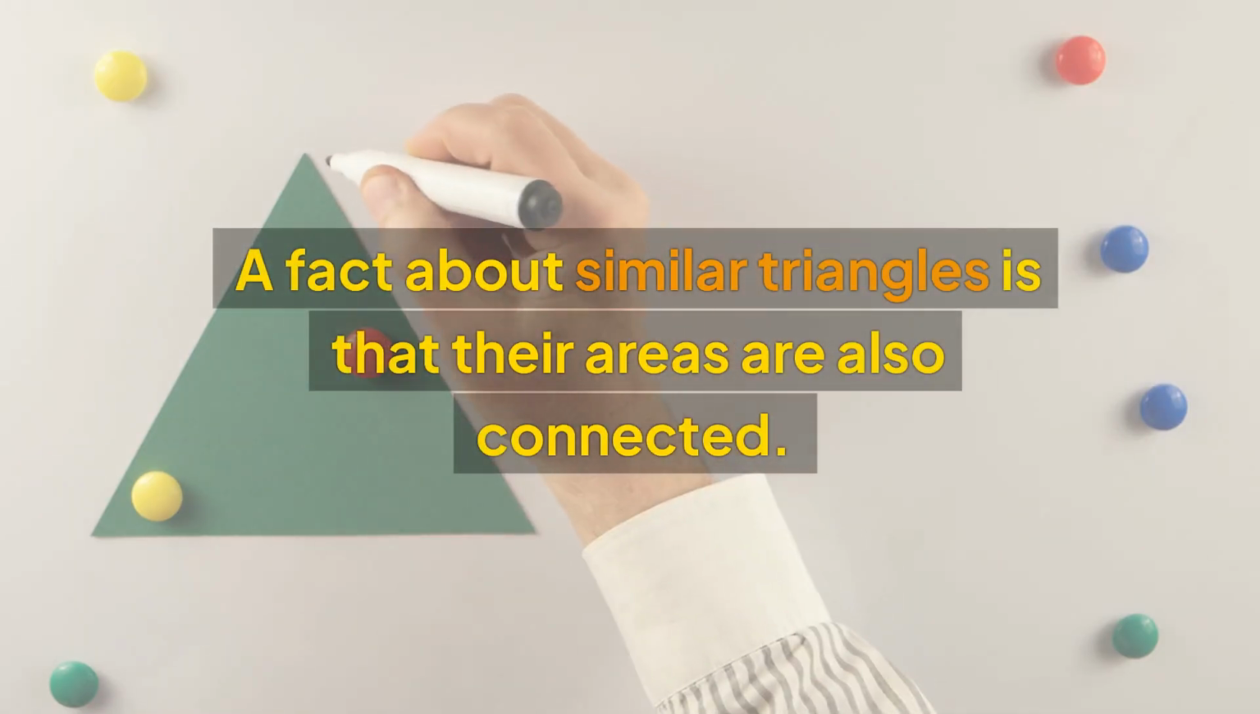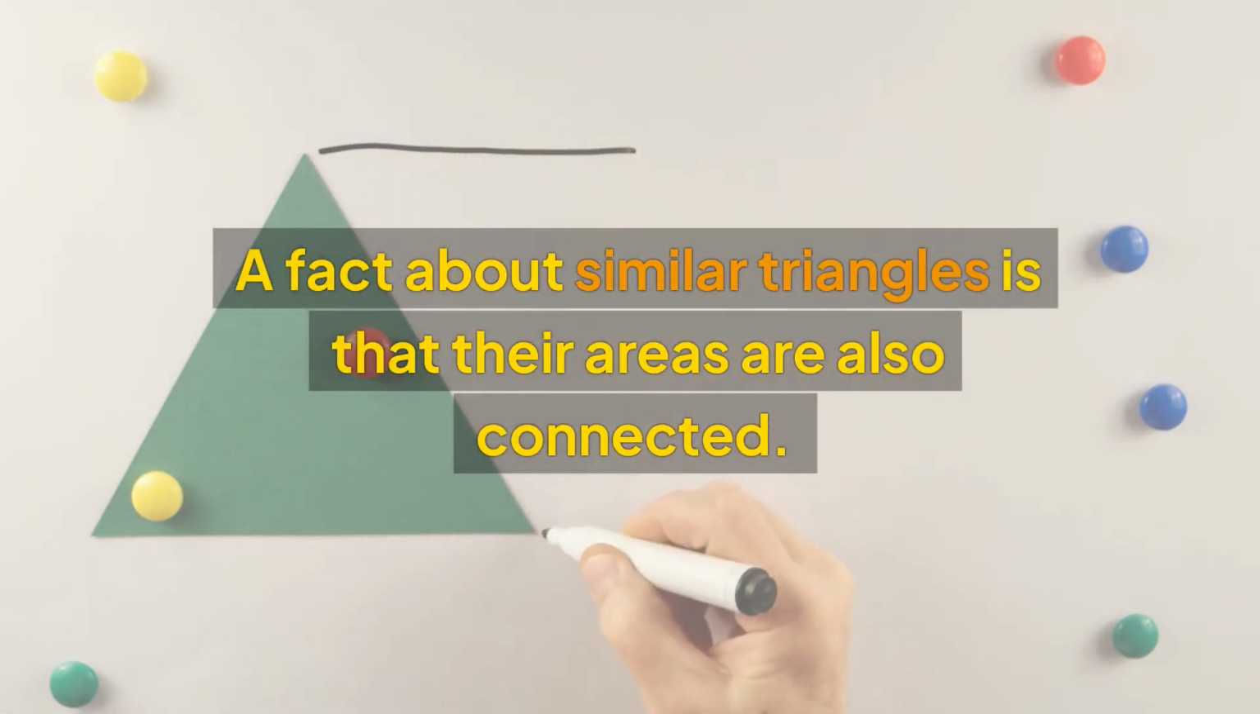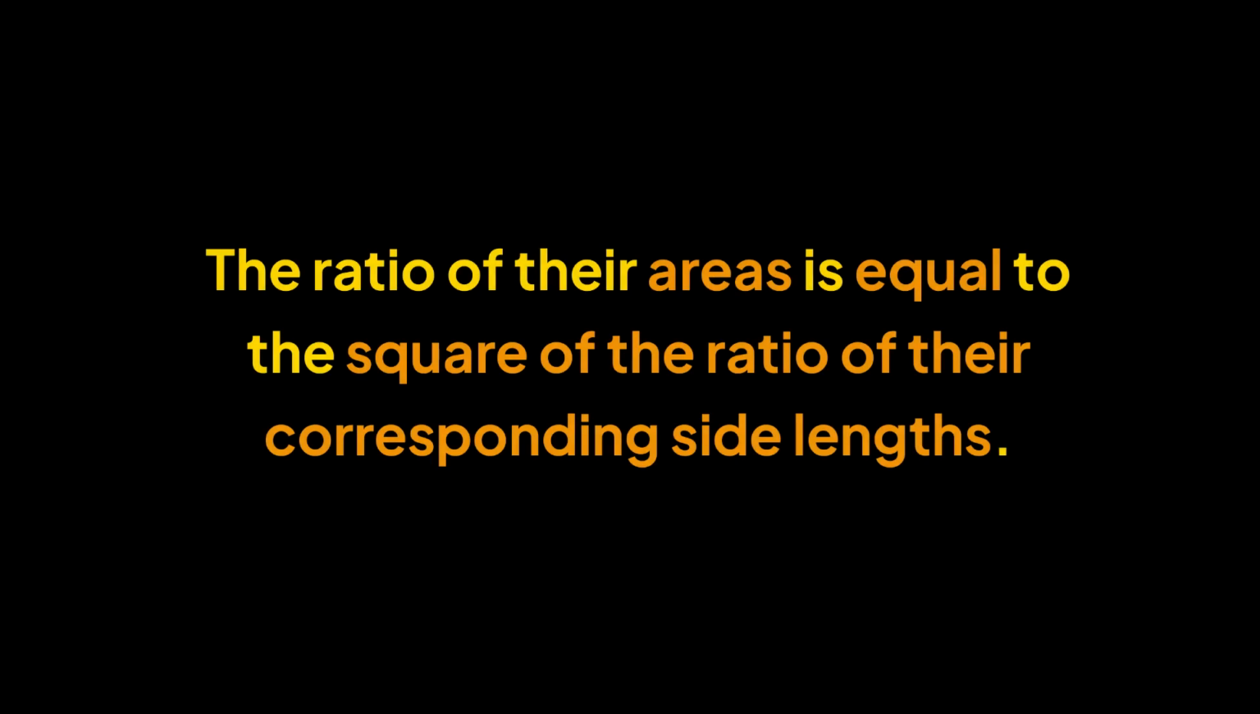A fact about similar triangles is that their areas are also connected. The ratio of their areas is equal to the square of the ratio of their corresponding side lengths.